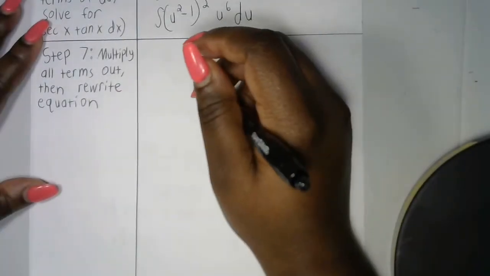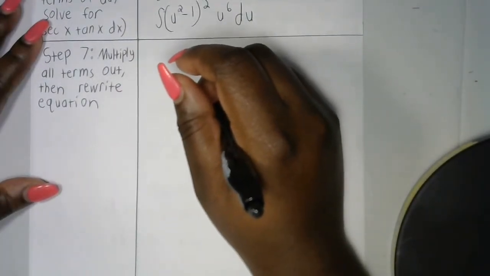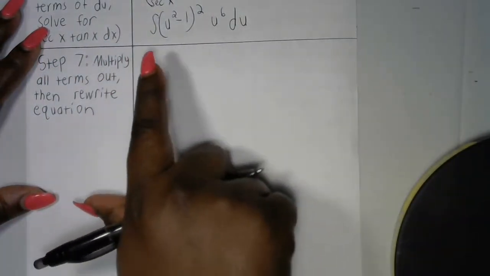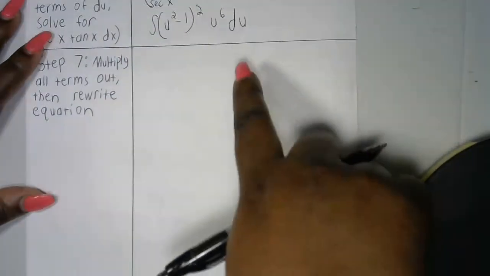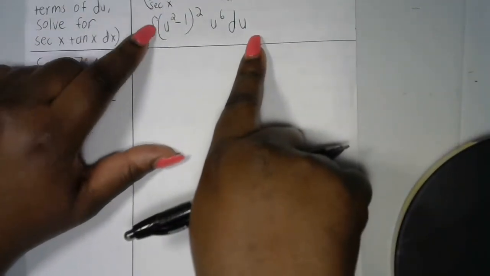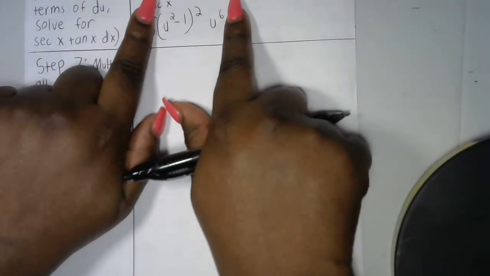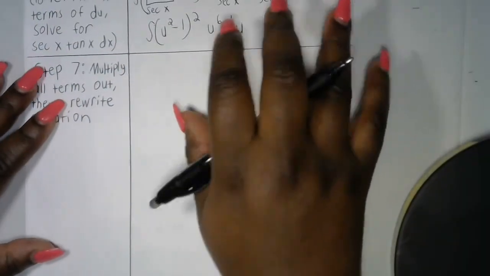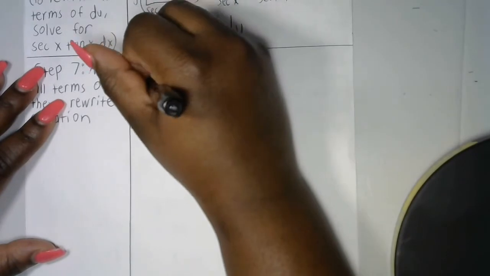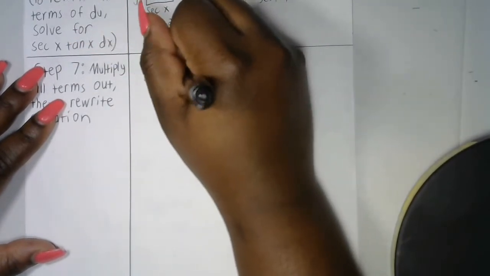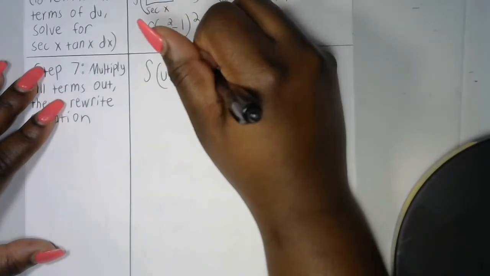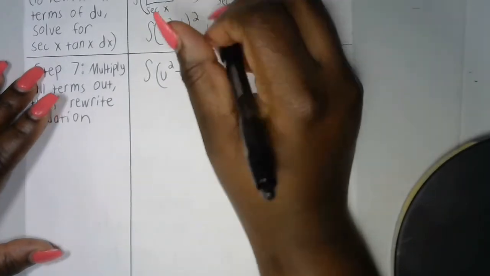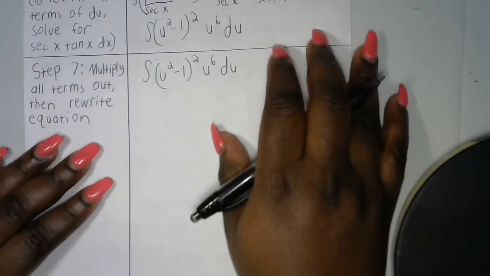For step 7, what we're going to do is multiply all of the terms out and then rewrite the equation. When I say multiply all the terms out, I mean all the terms in the integrand. The integrand is just the stuff in the integral that's in between the little squiggly line and the du, just the equation that's literally inside of the integral. That's the integrand. So we're going to multiply all the terms out within the integrand. So what do we have? We have u squared minus 1, and this whole thing squared, times u to the 6th du. Right? So that's what we got.